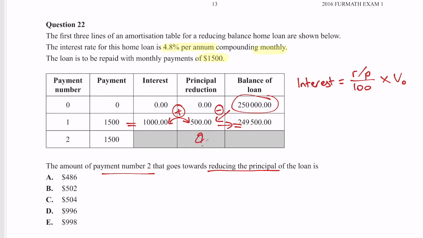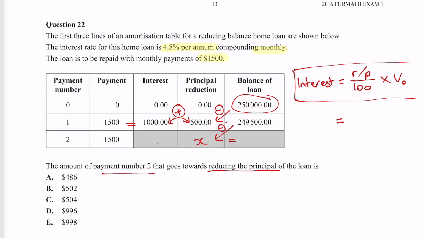However, now that I want to find the principal reduction, I can say let this equal X. I can say 249,500 minus X will give me the new balance of the loan. But I actually need another value to find X. With interest I can't do this either, because interest plus X I can't solve. So what I'm going to do is use this very important formula here, which is something you should keep in your notes. Interest equals R divided by P over 100 times V0.